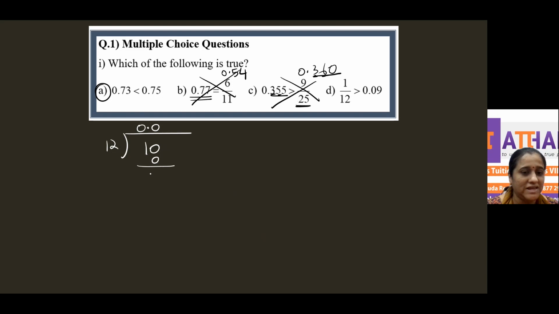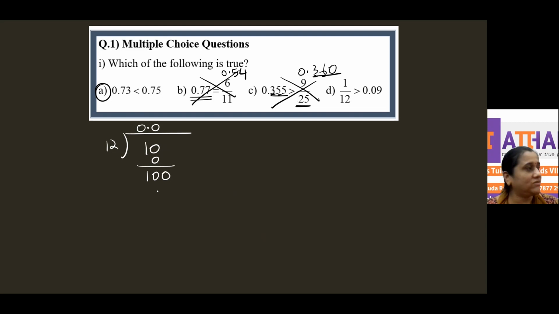Now what's the remainder? 10 is the remainder. Now after the remainder, you can add a free 0. Every step you can add one free 0, only one. You understand? Every step, get the remainder, then you can add one free 0. So now 10 is the remainder, no? A free 0 you can add.